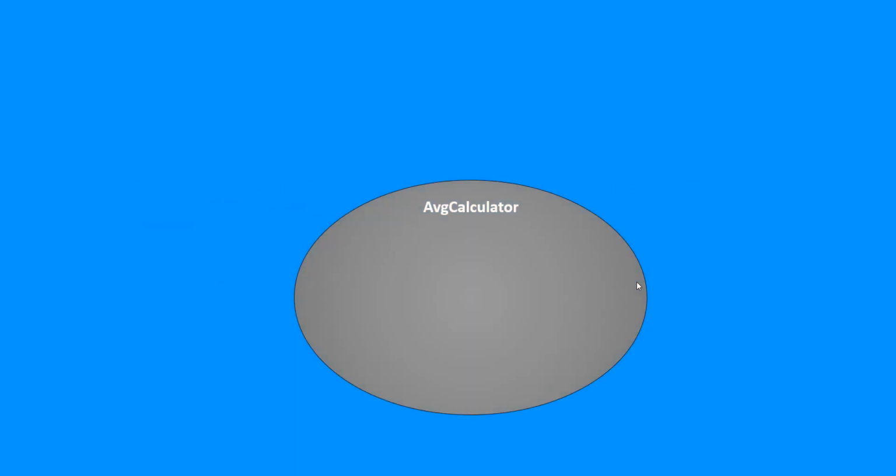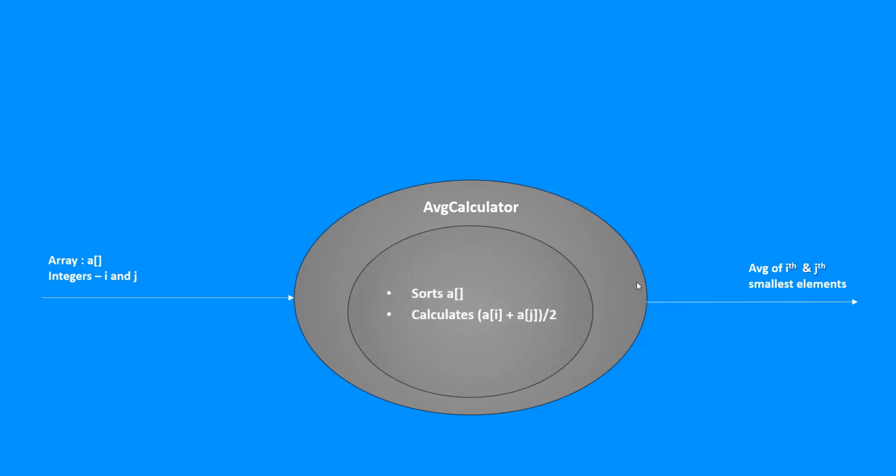We can have a class whose name is AverageCalculator, and on a high level it would take an array and two integers i and j, and in the output it would give you the average of the ith and the jth smallest elements. Now let's look at the logic which this class should contain. The logic which this class will contain is this: it would perform the sorting and then it would perform the average calculation, as shown on the slide.